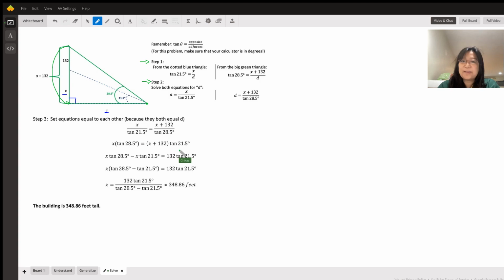We can cross multiply and then simplify, distributing on the right side over here. I distributed and moved over in one step. So distribute, move all the terms with the x over to one side, and then factor out the x so that it's easier to isolate the x at the very end. Finally, we've solved for x, and our x is approximately 348.86 feet, which is the height of the building.